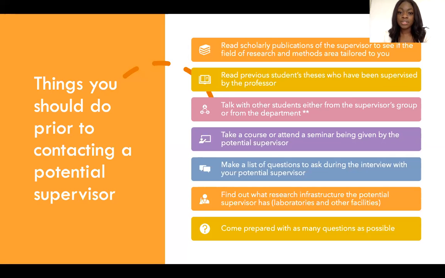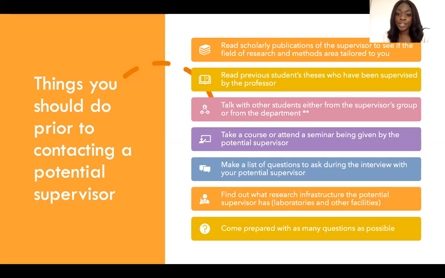Another thing would be to talk with other students, either from the supervisor's group or from the department. This is also very important because entering a research group, it's not just going to be you and your supervisor, there's going to be other people around, right? So you really want to see if these are people that you can get along with and work with, because you're going to be working with them every single day for the next 2 to 4 years. So you really want to make sure that it's a good, healthy lab environment that you can thrive in.